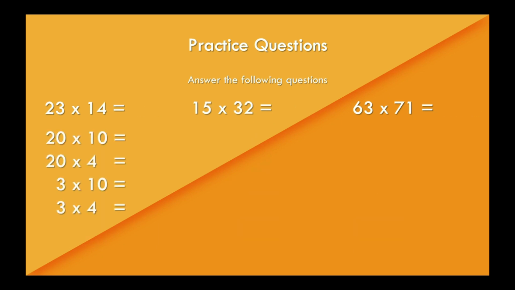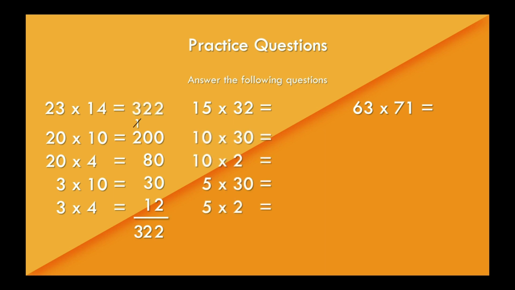Now for the splitting method. We take 23 and 14 and split them. 23 becomes 20 and 3, 14 becomes 10 and 4. We multiply 20 by 10 and 4, and we multiply 3 by 10 and 4 as well. 2 times 1 gives us 2, carrying the zeros makes it 200. 20 times 4, 2 times 4 gives us 8, carrying the 0 makes it 80. 3 times 10 is 30, and 3 times 4 is 12. Lining them up and adding them together, we get our answer of 322.